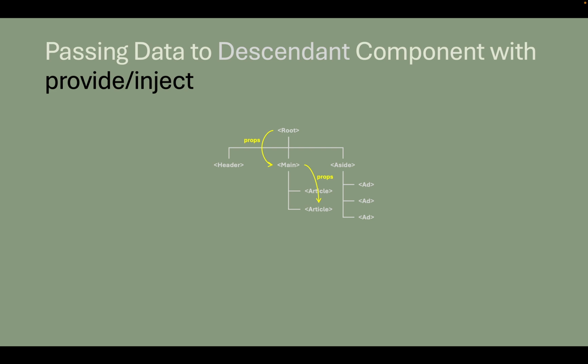We can solve this props drilling problem with provide and inject. An ancestor component can serve as the dependency provider for all its descendants. Any component in the descendant tree, regardless of how deep it is, maybe a direct child, maybe grandchild, or maybe grand-grandchild, can inject dependencies provided by components up in its parent chain, like this. This is really convenient. Let me show you a demo in VS Code.